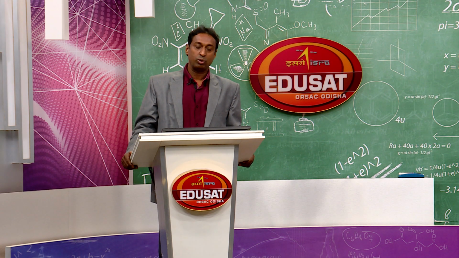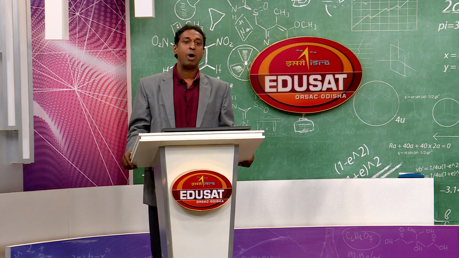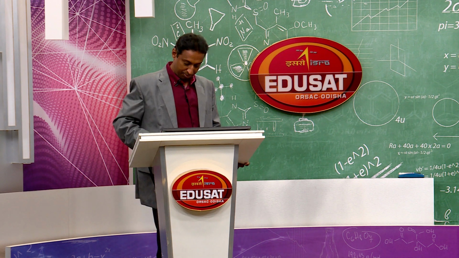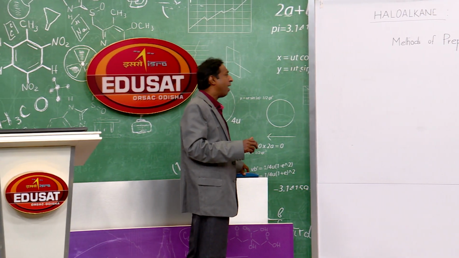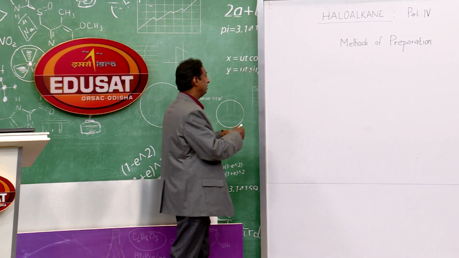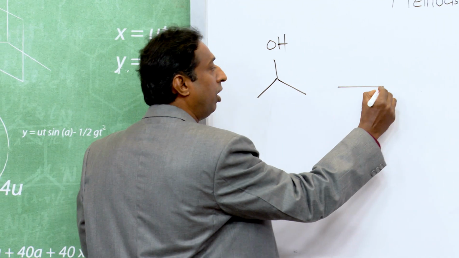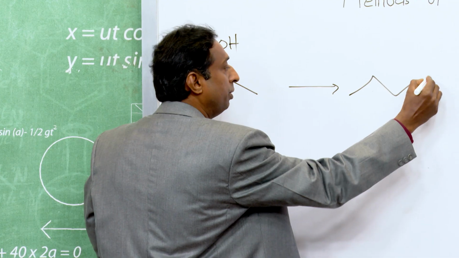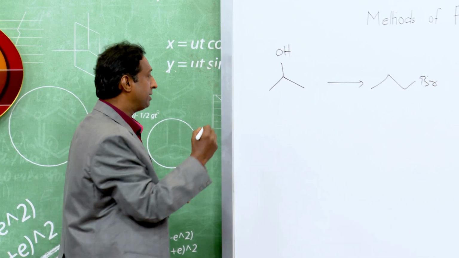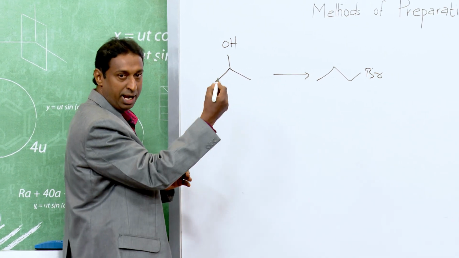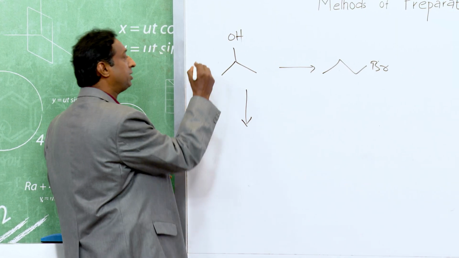Students, so we have discussed all the methods of preparation. Now, we will discuss one or two problems, one by one. The first is how to convert isopropyl alcohol into n-propyl bromide. Very simple; you can do it by different ways, but you should write the shortest way. Anyway, I am writing how to convert this compound.